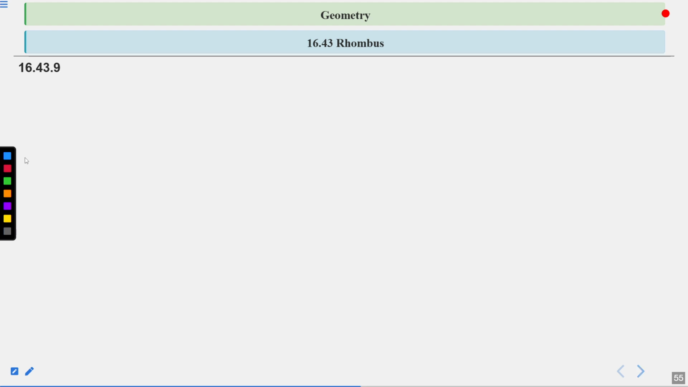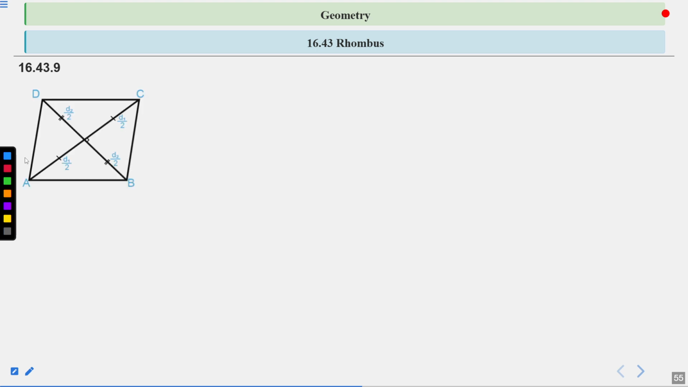Now the next property related to the rhombus, 16.43.9. This is the diagram of the rhombus. d1 square by 4 plus d2 square by 4 equals a square, where d1 and d2 represent the diagonals. Next, simplifying it, d1 square plus d2 square equals 4a square. Next one.